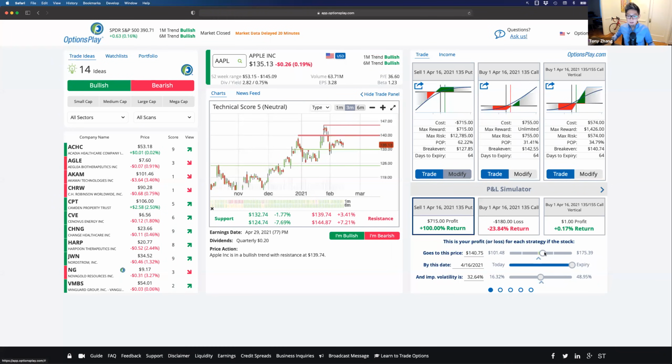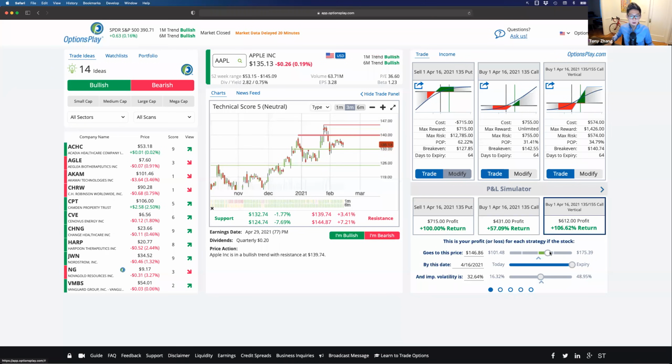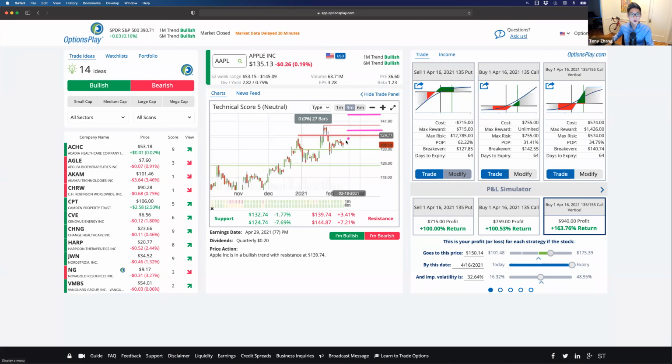So yes, the put option has limited gains, right? You can only make $755. But at what point does the call option make $755? It actually has to move up to about $150 or so before the call option makes a $755 profit. So it's not just $142 that I'm concerned about, which is the break-even point. It's actually about $150 or so when the call option makes more money than the short put.